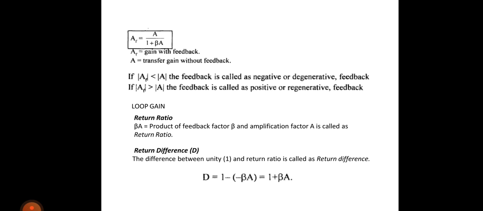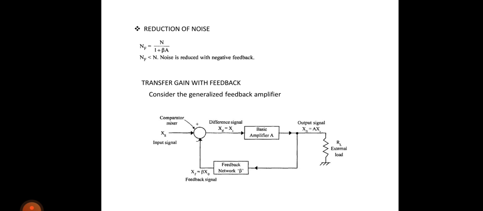So AF, from the previous slide's figure: what is the basic amplifier? Here A equals X0 divided by Xi. What is beta here? Beta equals Xf divided by X0. So A equals X0 by Xi as equation 1, and beta equals Xf divided by X0 as equation 2.